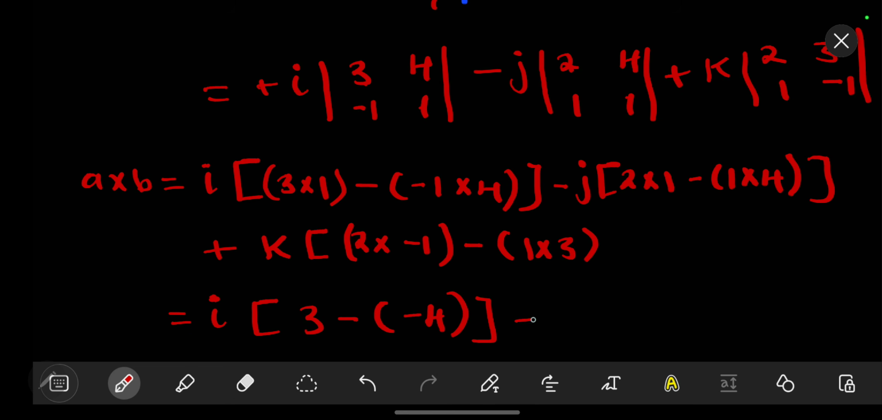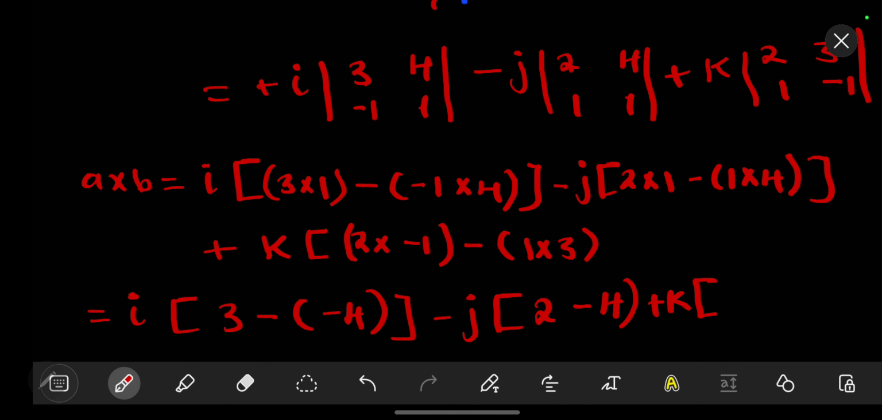Then we have our -j like that. Then we have our 2 times 1, it is equal to 2. Then our minus 1 times 4 is 4 like that. Then we have plus our k. For our k we have, so we have our k like that. Then we have our 2 times -1, it will be -2 like that. Then we have minus our 1 times 3 is equal to 3 like that.